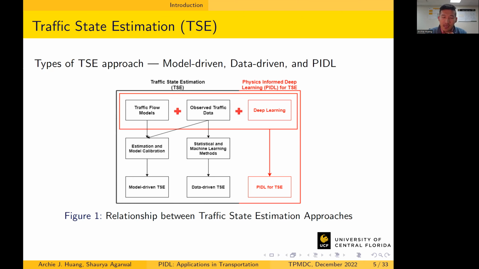So I'm going to take a traffic flow model and use that as the physical knowledge, or the governing physical equations in this case. Then I will train the model on some observed traffic data, and the learning architecture will come from a deep learning neural network. That's the 3 major components in the PIDL approach for TSE. Now for next, let's see some basic concepts regarding traffic states. What are the physics that we are talking about in this transportation domain?